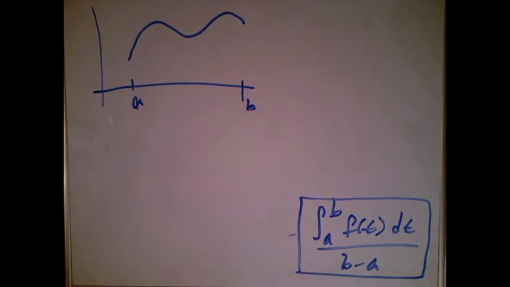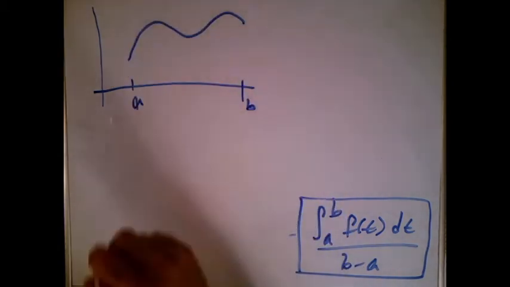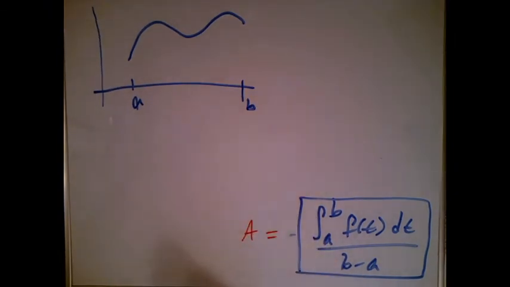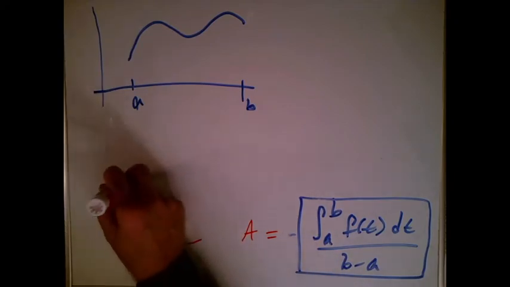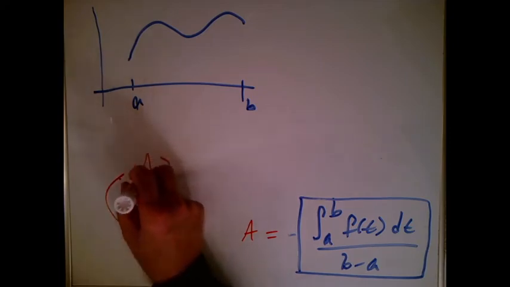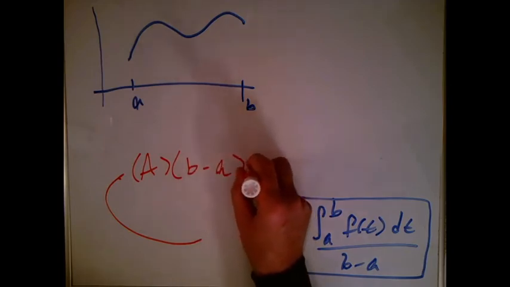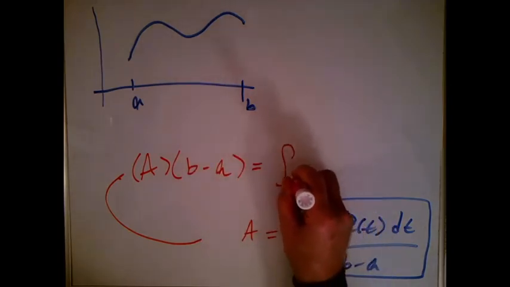Now, what am I going to do? I'm going to say, look, this is an average value. I know it's not the very top. I know it's not the very bottom. It's some number in the middle. I'm just going to call that average value A. And what I'm going to do is multiply both sides by b minus little a. So I'm going to get that the average value times b minus a is equal to the area under the graph.